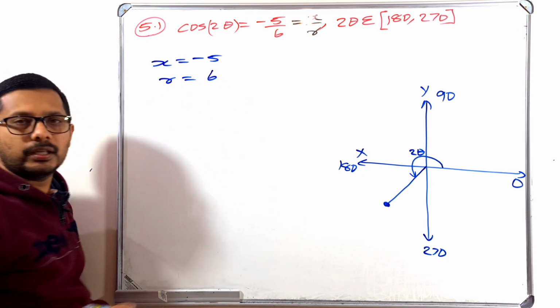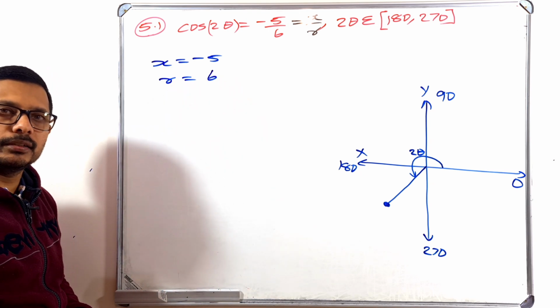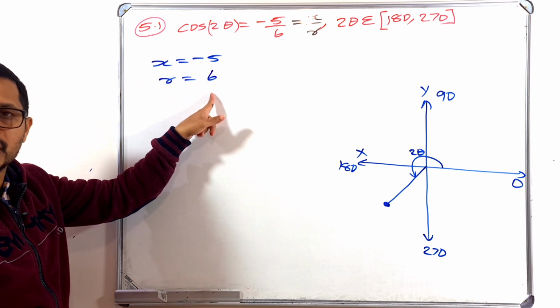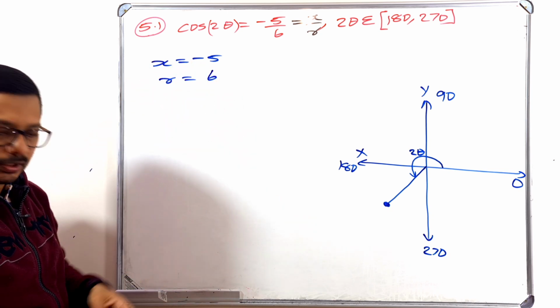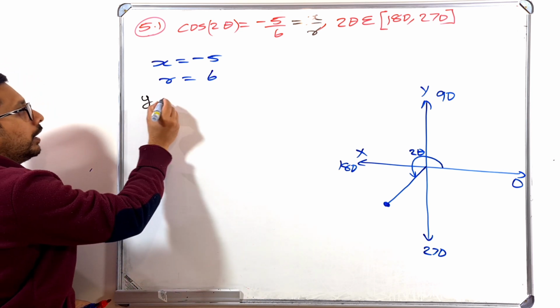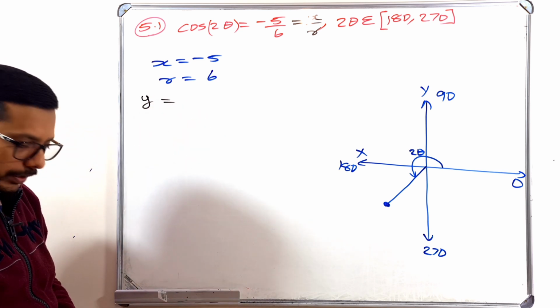6. Okay, so which one is missing there? Which one is not here? We have the x value and the r value. Which one is not there? Y is not there. So we have to find the value of y. Okay, so there also remember like this.